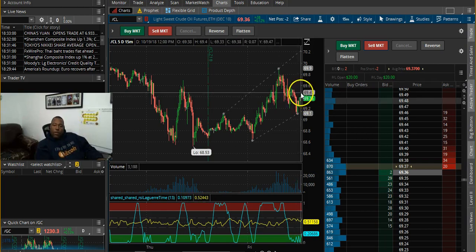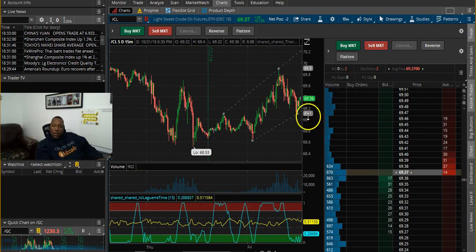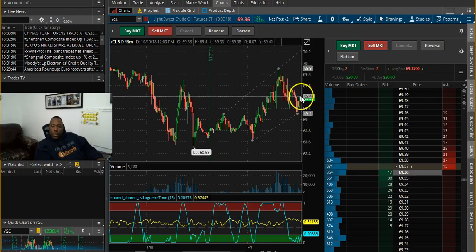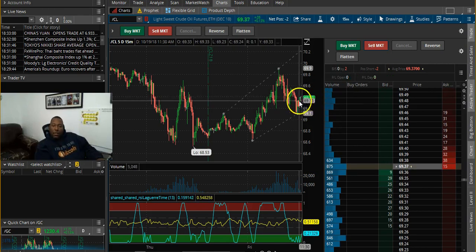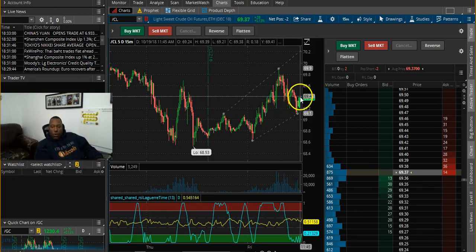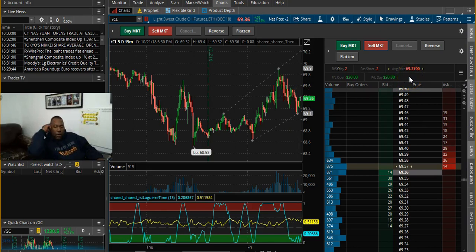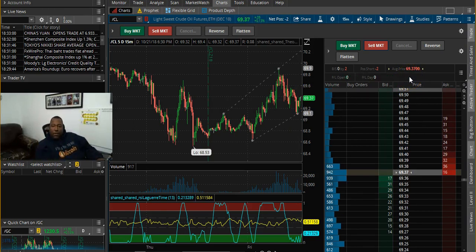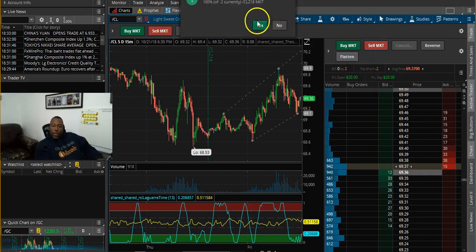This is a previous seller set right here. So 69.40 is resistance. That's normally where I was short. And I used to trade oil a lot, so I kind of have an advantage. I kind of know levels already predefined. But it makes it good because with experience, you kind of have an advantage trading, and that's what you get with experience.